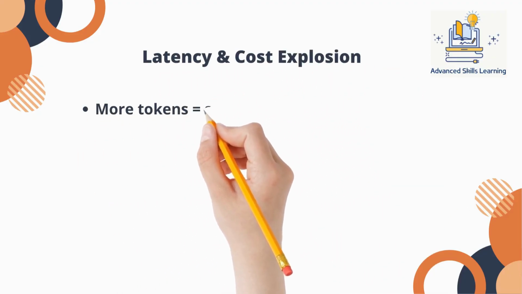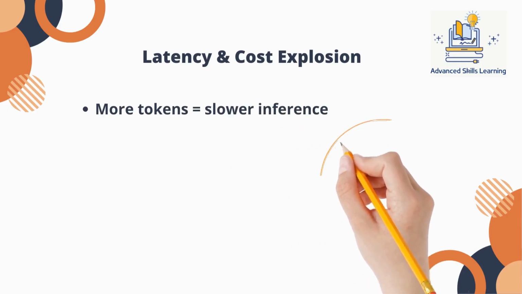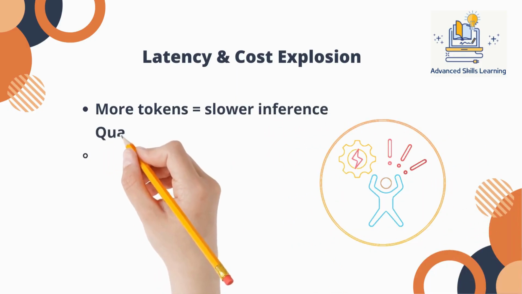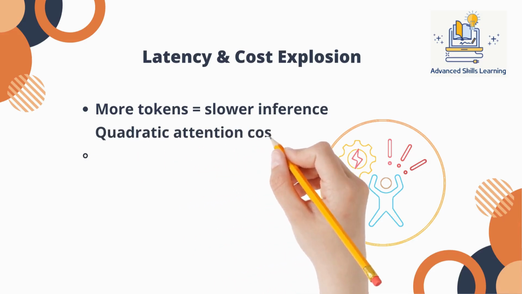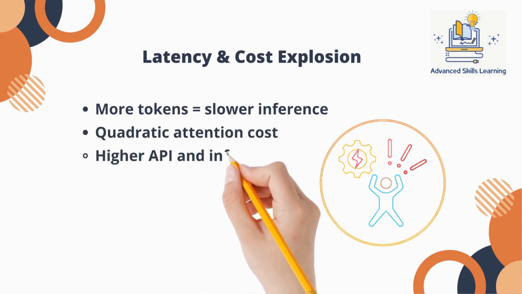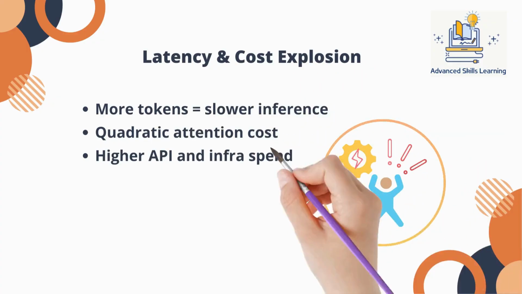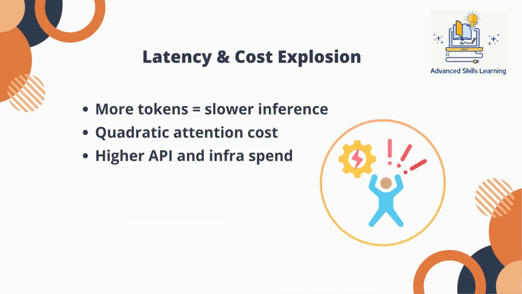There is also a significant performance cost. Attention mechanisms scale poorly with sequence length. More tokens mean more computation, higher latency, and increased infrastructure or API costs. In production systems, large context windows can quietly become one of the most expensive parts of the pipeline.